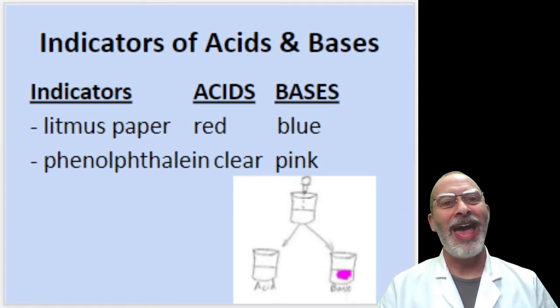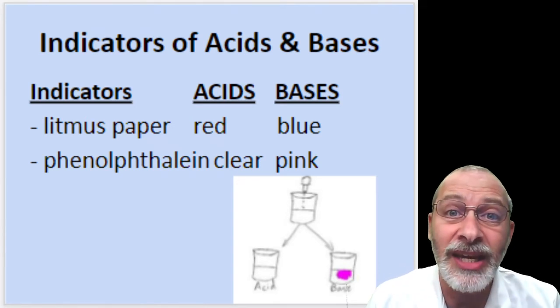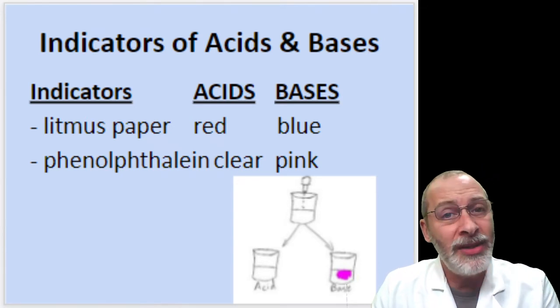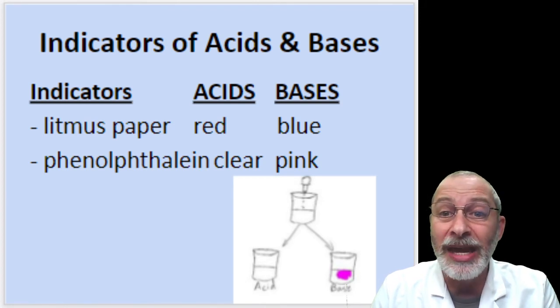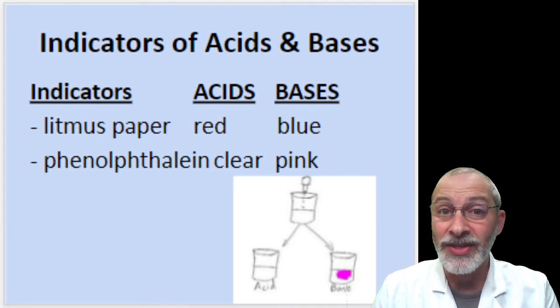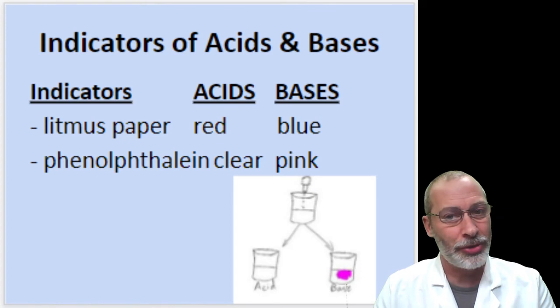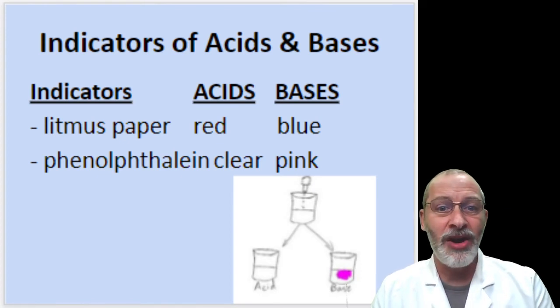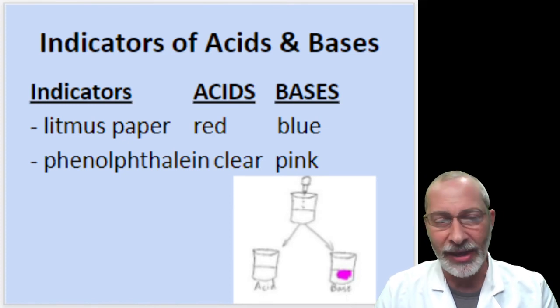Phenolphthalein. Well, phenolphthalein is an indicator that remains clear in the presence of an acid, but turns a pink color in the presence of a base. This is going to be really important info over the next couple days, so be sure to write this down. Phenolphthalein turns pink in the presence of a base.